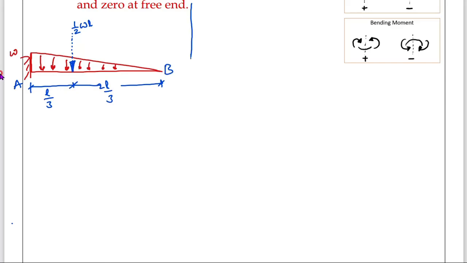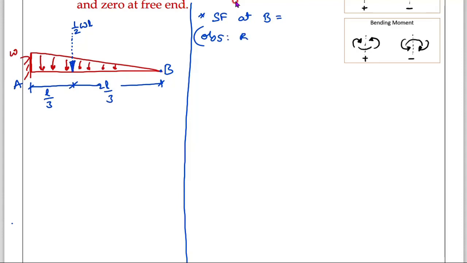Now we will draw the shear force diagram. First, shear force at B. Directly I can consider at B. Then observations, I will make from the right side. Right side, what are you seeing? You are seeing nothing. Therefore, it is 0.